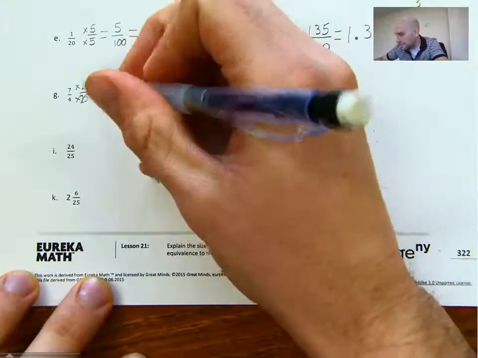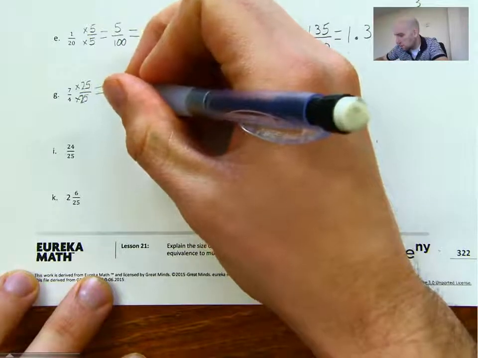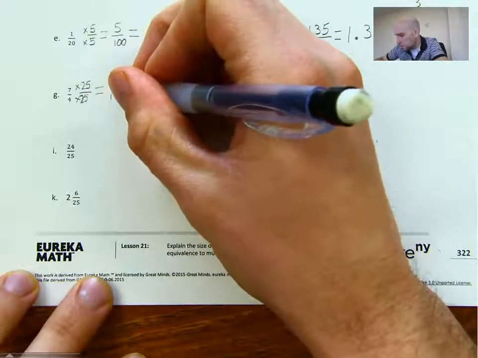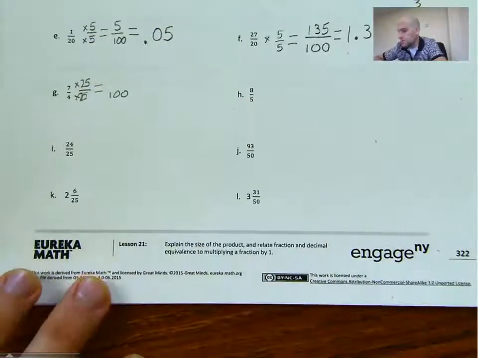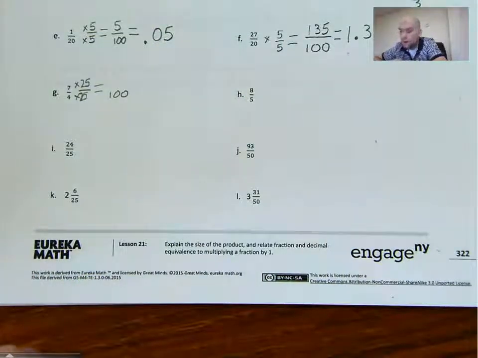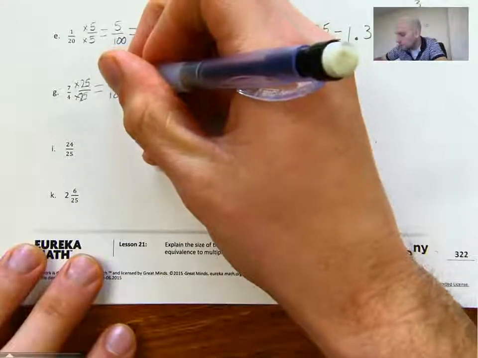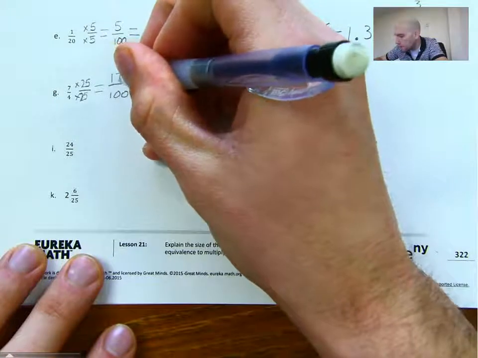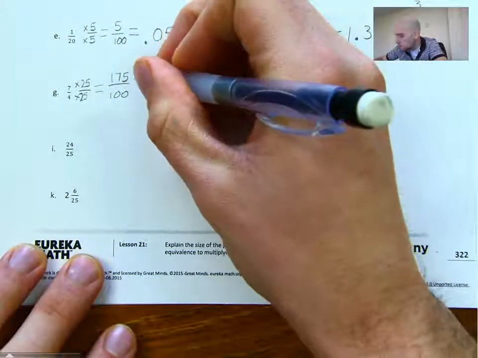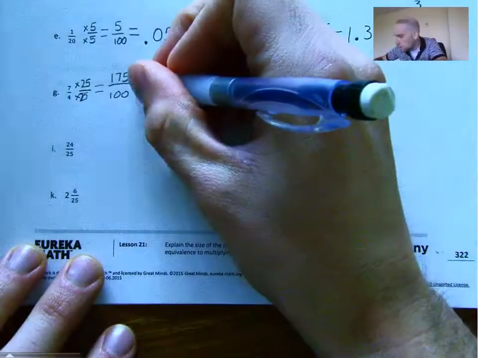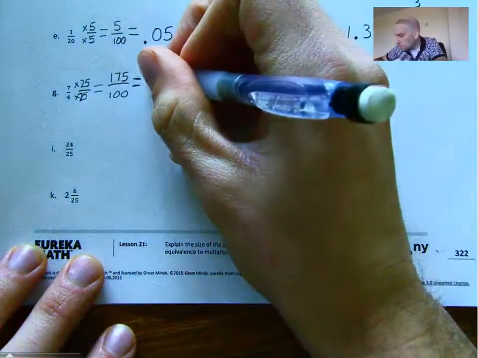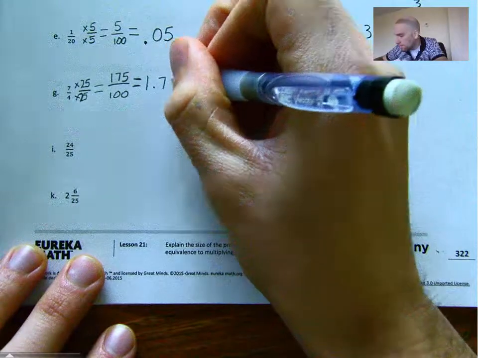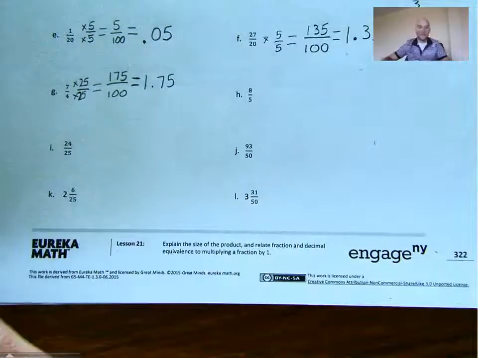My denominator is going to be 100. And I need 25 times 7. Well, 25 times 4 is 100, plus 25 times 3, which is 75, will give me 175 altogether. So I have 175 hundredths, which is really 1 and 75 hundredths, or 1.75.